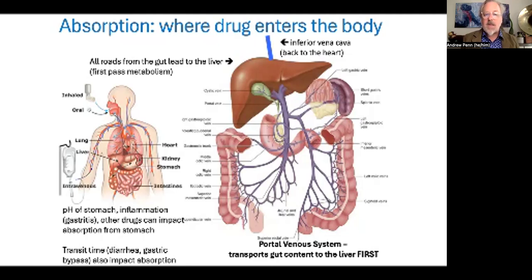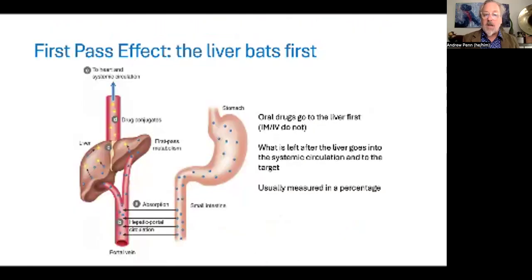This is something that evolved to reduce the effects of poisoning. Our evolutionary ancestors would have maybe eaten something that might make them sick, and the liver has a chance to detoxify that before it gets pumped all around the system and potentially kills them. But this does create some challenges for pharmacology because the liver really bats first.